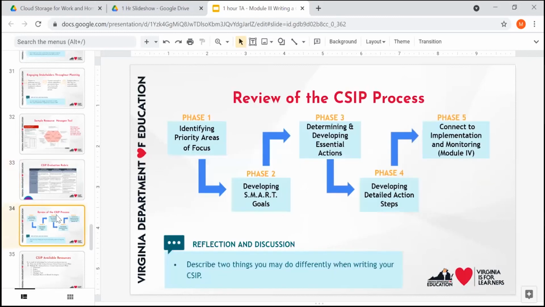And then we've got the process. So you went through all 5 phases: priority areas, your SMART goals, essential actions, action steps, and then that connection to implementation and monitoring, which is module 4. So this is module 3. We're doing an overview today of just the CSIP process. Module 4 will be next month, and that'll be about implementing and monitoring your CSIP. What can you do in your building to make sure you're implementing and monitoring, and what strategies might you use to help along that work when it's time to do that? That'll be an upcoming event for you.